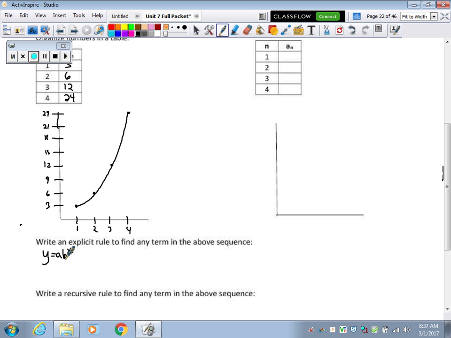So for this scenario, the y is really a_n. A is the starting number, which is 3. B is the common ratio that I'm going up by. I'm doubling every time. And x is n minus 1. So do you see the similarities between our old form and our new form? If you were to plug a 1 in for the n, you'd get a 3. If you were to plug a 2 in, you'd get a 6.